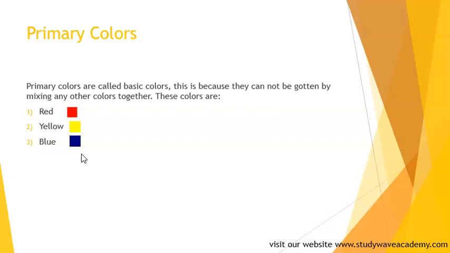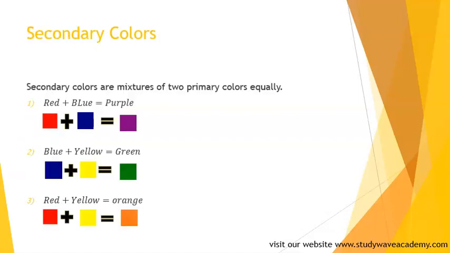Now we have the secondary colors. Secondary colors are a mixture of two primary colors equally. Remember, our primary colors are red, yellow, and blue. So the secondary colors are when you mix two of these colors together to get another color. Okay? Did we understand that?